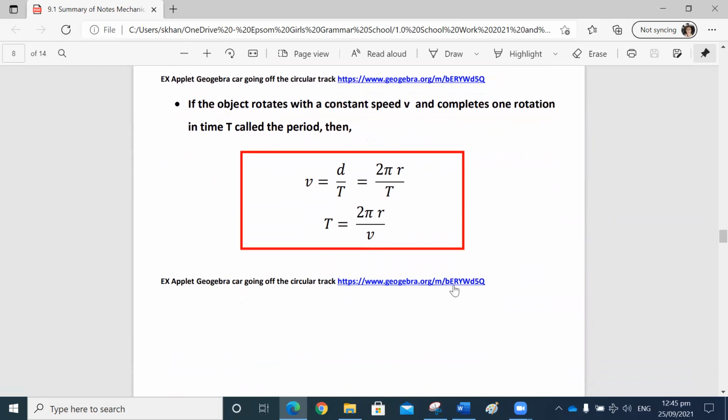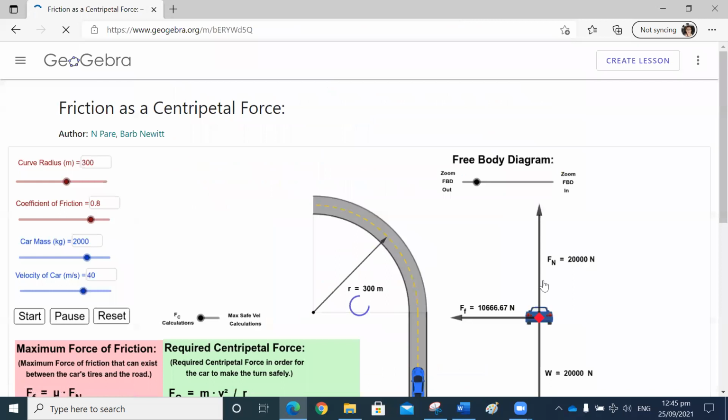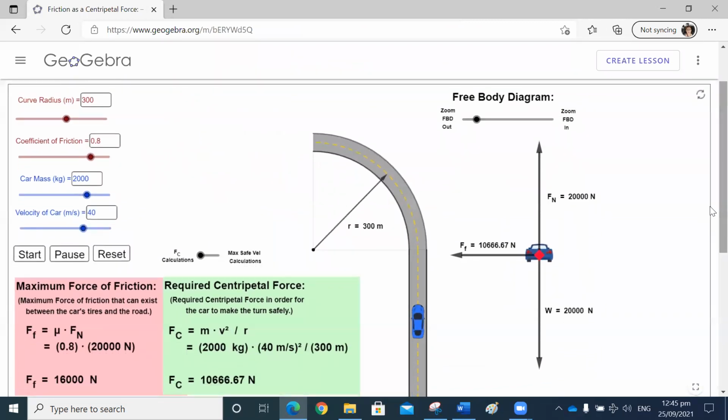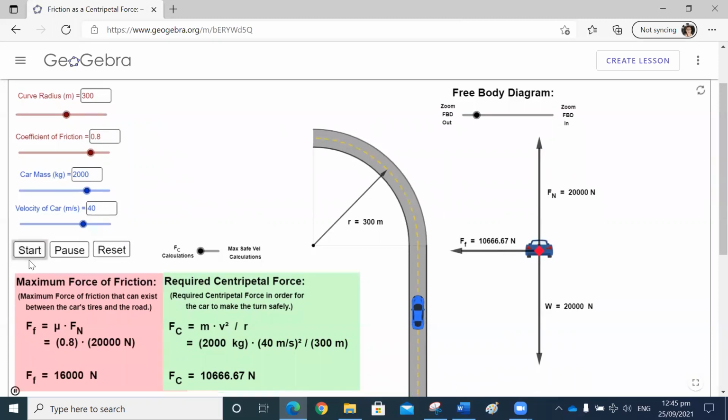Now, here, this is just an animation. So what are the forces acting on the car? There's a weight force, there is a support force, also called normal force, and there's the friction force. So if we start it moving, the car goes and maintains a circular path.